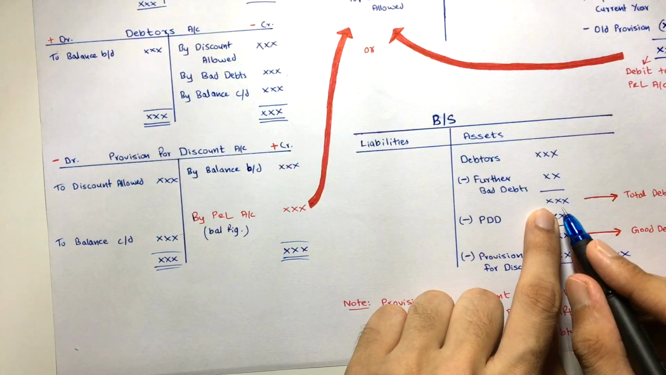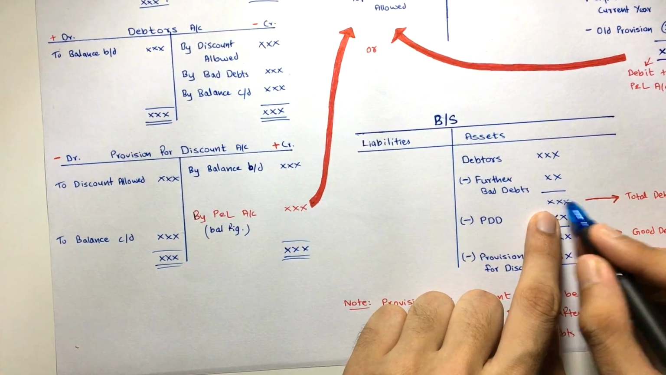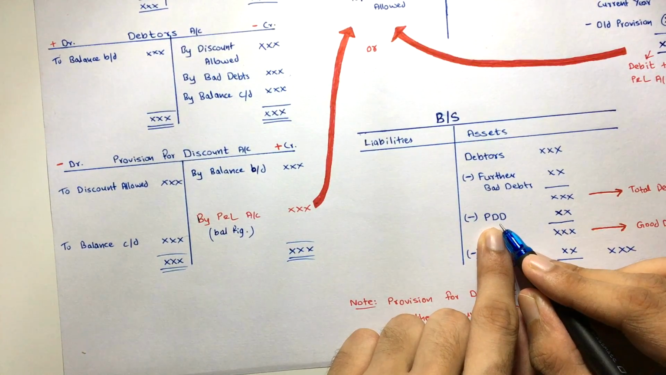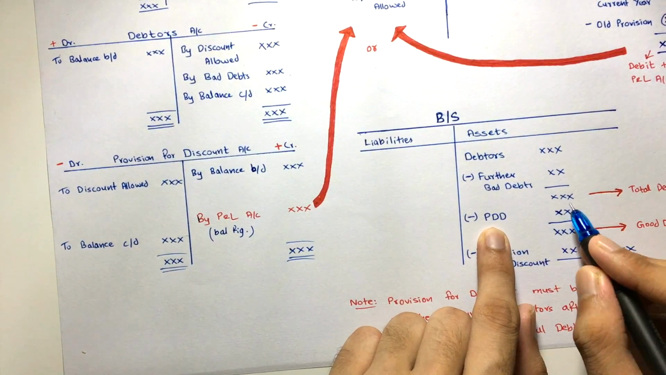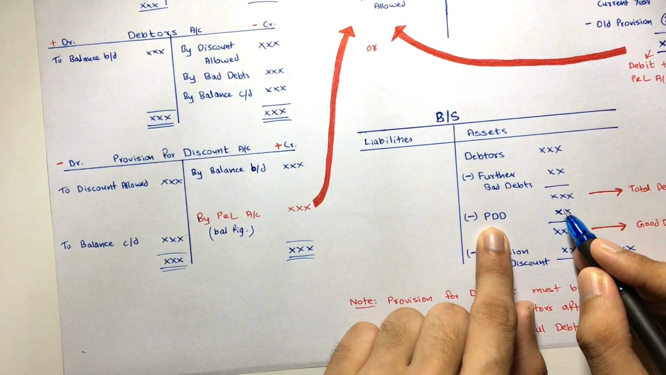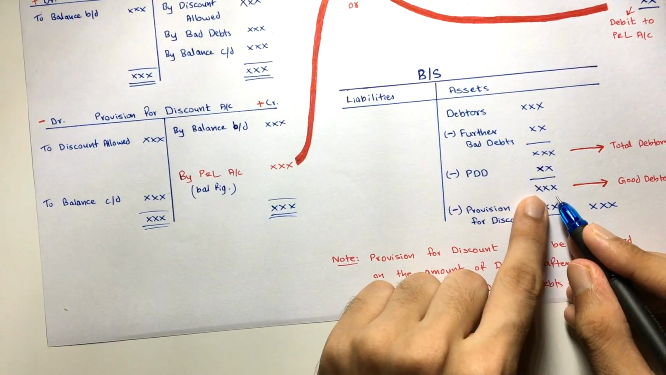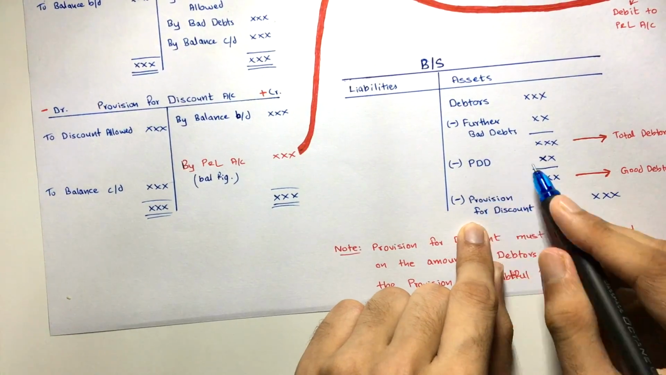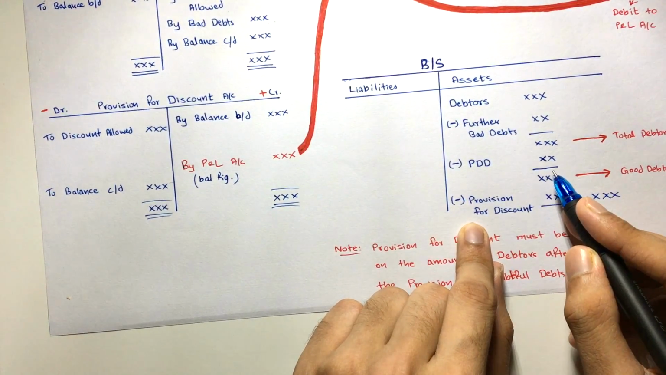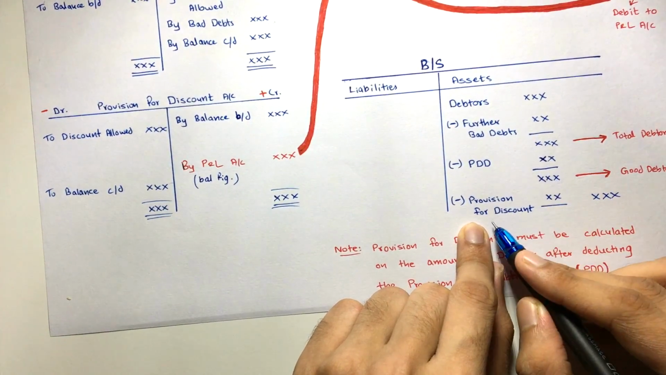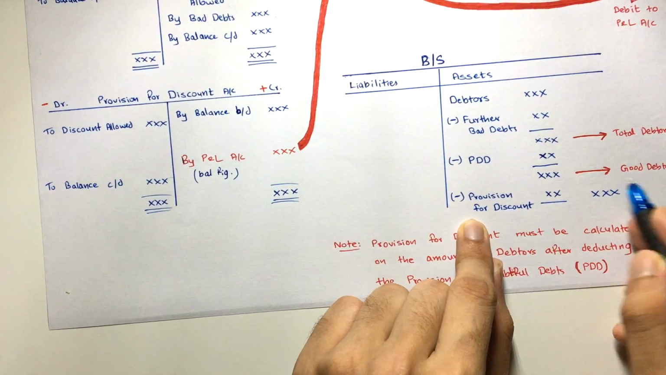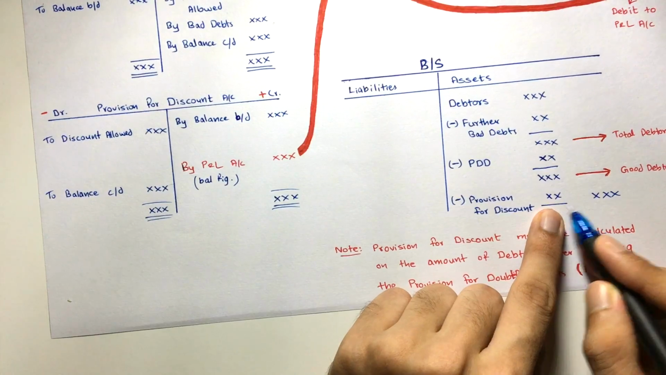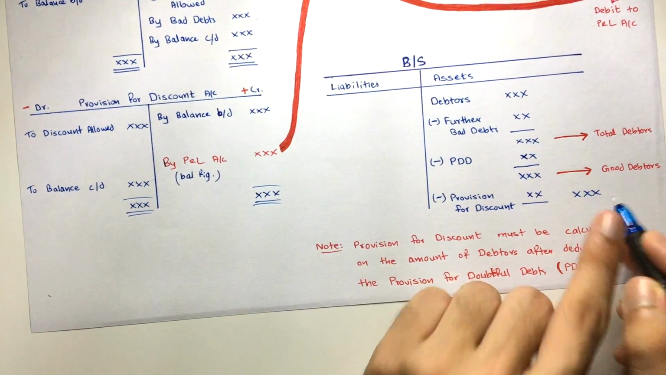And then on this balance, after deducting the further bad debt, we calculate PDD. On this amount we calculate PDD, so you will deduct the PDD from that. Then after deducting the PDD, whatever amount is left, on that you calculate provision for discount, on the good debtors, and then you will show it as a deduction over here and then take the amount outside. This is the only difference.